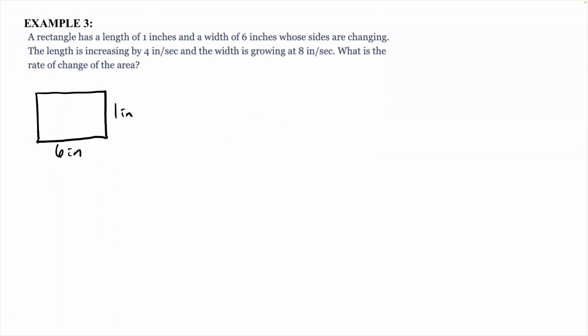What is the rate of change of the area? So how much is that affecting the area? That's what the question is saying. So if one side increases by 4 inches per second, and the other side increases in length at 8 inches per second, how is that affecting the area every second? That's what it's asking. Okay. So what do we know? They gave us a bunch of stuff.